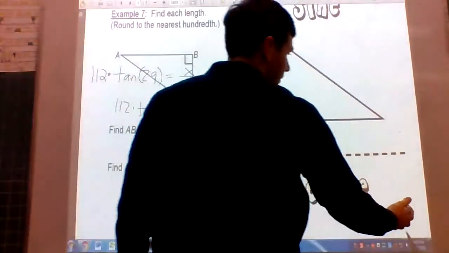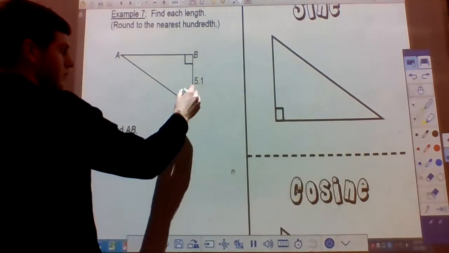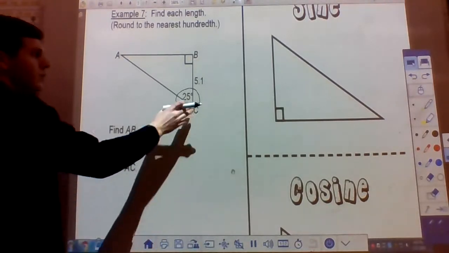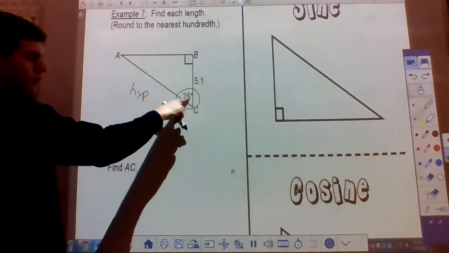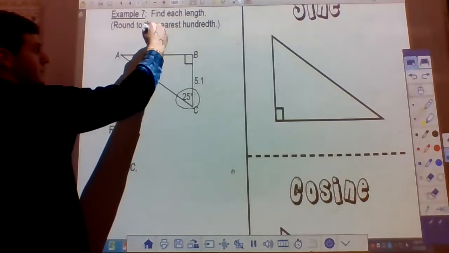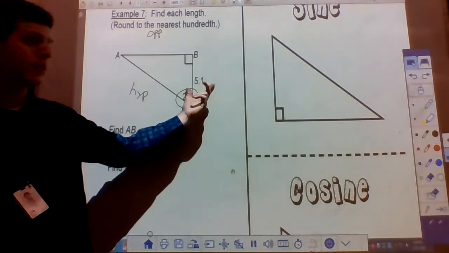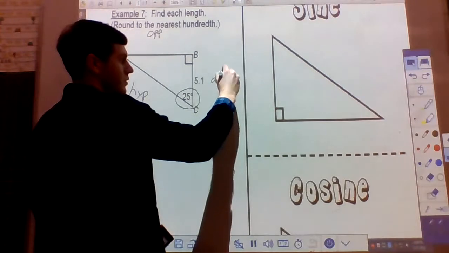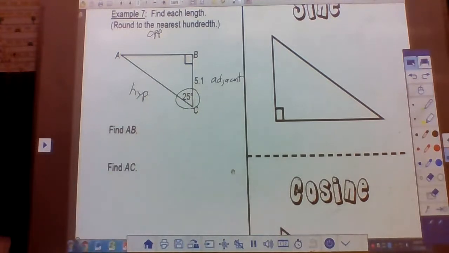Example 7. These are the types of problems we really want to be able to solve. Okay, we are given 25. So the first thing I want to do is identify the sides of the triangle relative to the 25-degree angle. AC is the hypotenuse. AB is the opposite leg, because it's across from the 25-degree angle, whereas the 5.1 is adjacent because it's right next to it. Adjacent, opposite, hypotenuse, relative to the 25-degree angle.